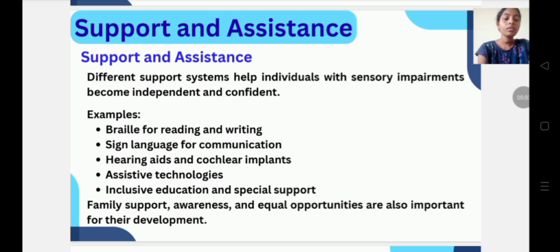So this is all about my topic. We learned what sensory impairment is, types of sensory impairment, causes of sensory impairment, the impact on daily life, and support and assistance. So this is all about my topic.